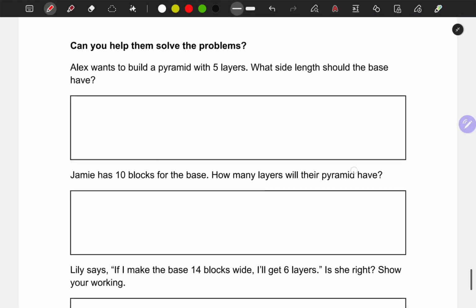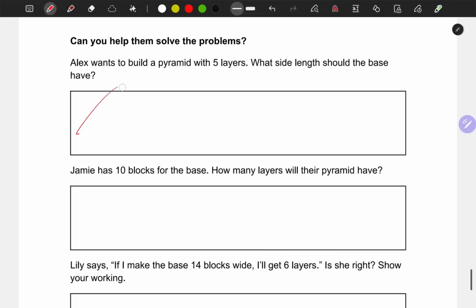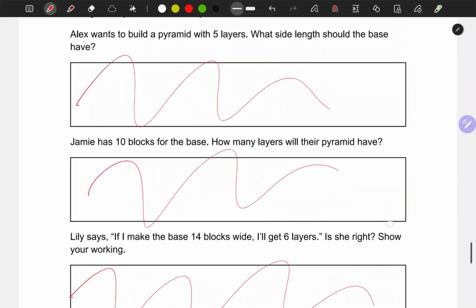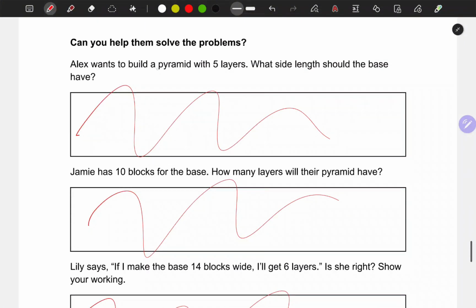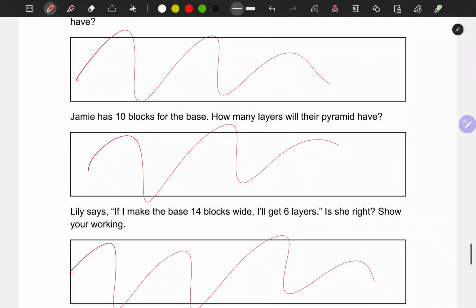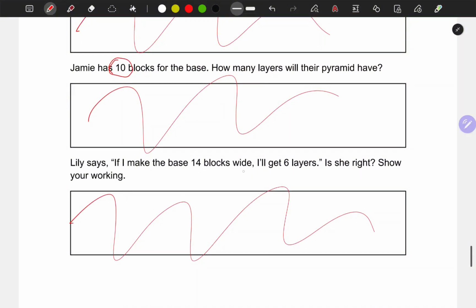Okay. Good. Now, I want you to use all of this space to work out if these statements are true. Alex wants to build a pyramid of 5 layers. What side length should the base have? Well, you can just look right here. You can figure it out. Jenny or Jamie has 10 blocks on the base. How many layers will the pyramid have? Well, this is an even number, so you can go back to the second or third page to figure that out. If I make the base 14 blocks wide, I'll get 6 layers. So again, this is an even number, so you can use a formula to figure out if it is going to be 6 layers or something else.